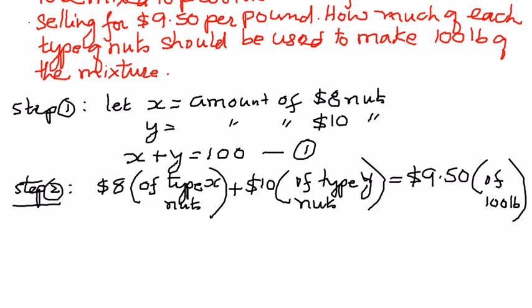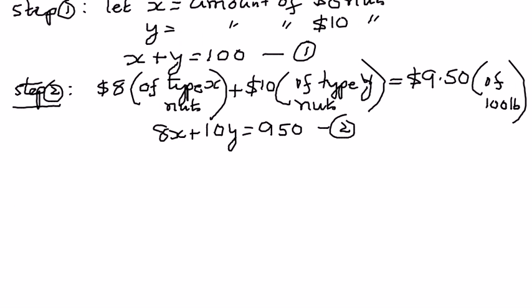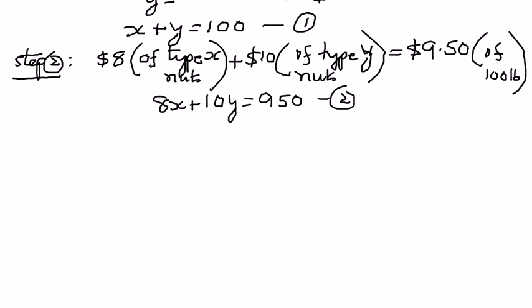So with this information, we can write this as a linear equation as 8x plus 10y is equal to 9.5 times 100, which is equal to 950. This is our second equation. So we have a system of linear equations for this particular problem.